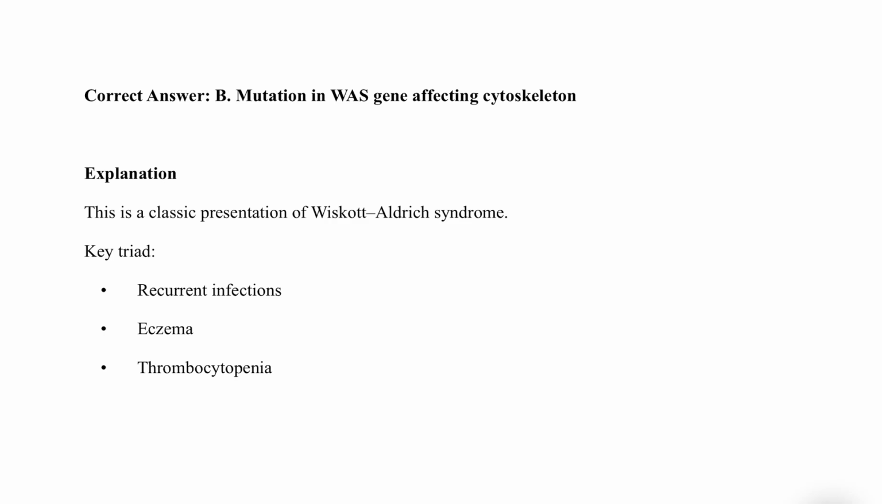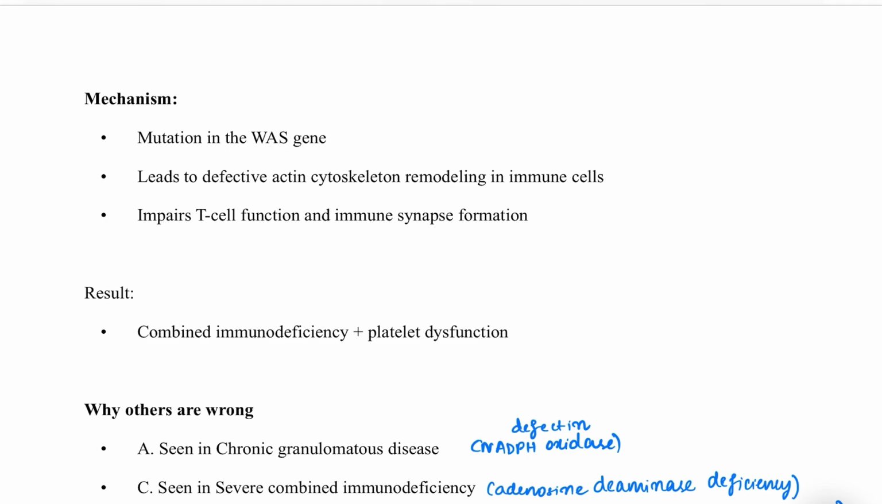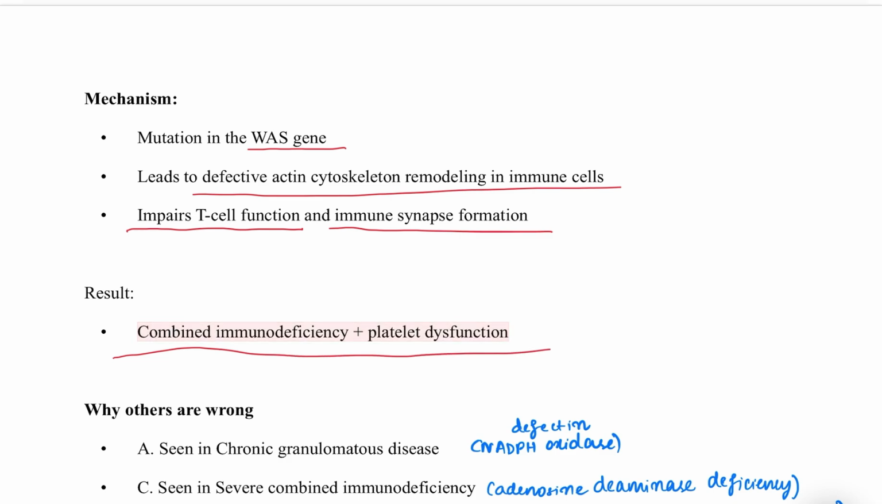So in this question, it is given the child is having recurrent infections, eczema and thrombocytopenia, which is a classic presentation of Wiskott-Aldrich syndrome. This is the triad, and the mechanism is mainly because of the defective actin cytoskeleton remodeling in the immune cells, which is because of the mutation in WAS gene. This actin cytoskeleton remodeling helps in giving the structural support to the T cells, which are the immune cells. So it will impair the T cell function and also impair the immune synapse formation. So this causes combined immunodeficiency along with the platelet dysfunctions.